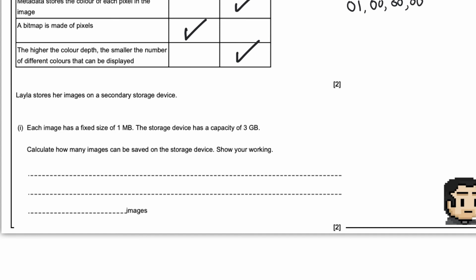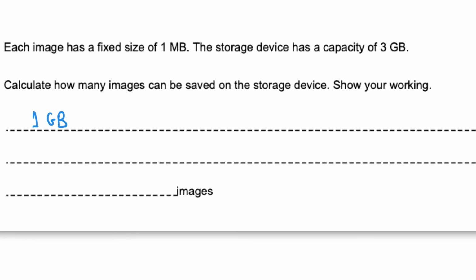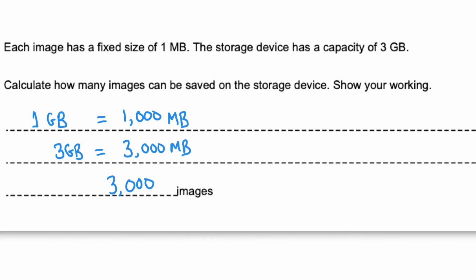Okie dokie. So what we can say is that 1 GB, so 1 gigabyte, is equal to 1,000 megabytes. If you've got 3 gigabytes, then that equals 3,000 megabytes. Each image is 1 megabyte, so you can say it can store 3,000 images.